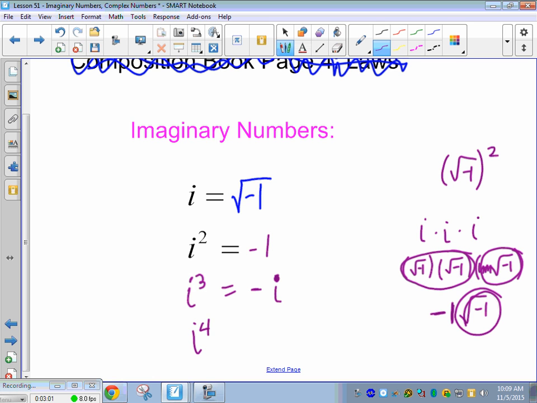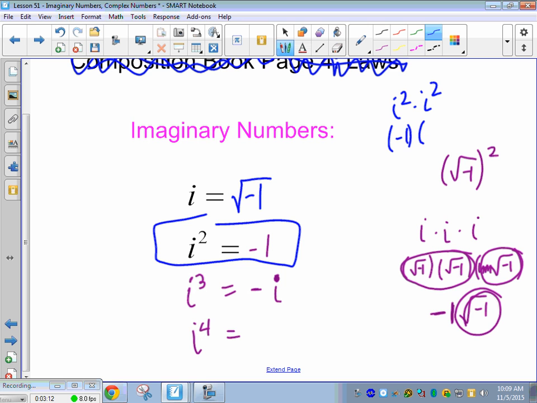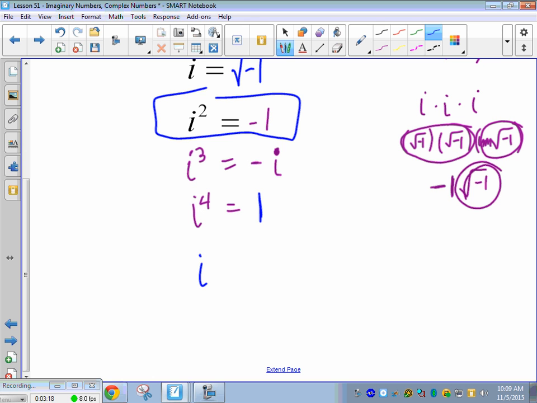And then we have i to the 4th power. So i to the 4th is the same thing as i squared times i squared. And one thing we want to do is remember i squared is negative 1. That's really important. So if I plug in a negative 1 and a negative 1, i to the 4th is positive 1. All right, now let's try i to the 5th. Well, i to the 5th is i to the 4th times i. What is i to the 4th? 1. So this is actually i. So we're starting over here with i.